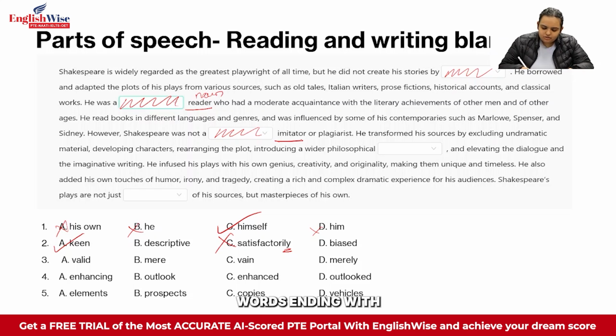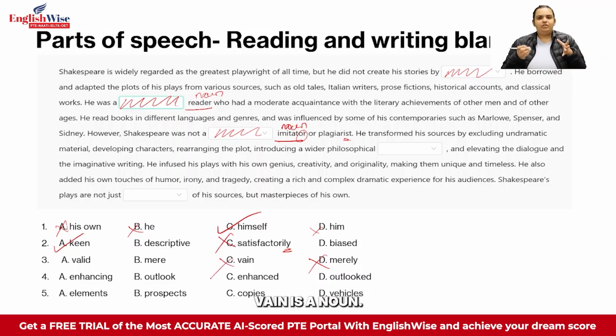Again, imitator, words ending with or, that means it is a noun. So when a word ends with or, or ends with ist, they are nouns. So if a word is coming before a noun, it has to be an adjective. So let us look at adjectives over here. Again, we will be ruling out merely, because merely is an adverb, and we will also remove vain because vain is a noun. So you see, out of 4 options, you are down to 2 options. That means even if you guys are in a hurry or something, your chances of going wrong are very less now. Okay, so he was a valid imitator.